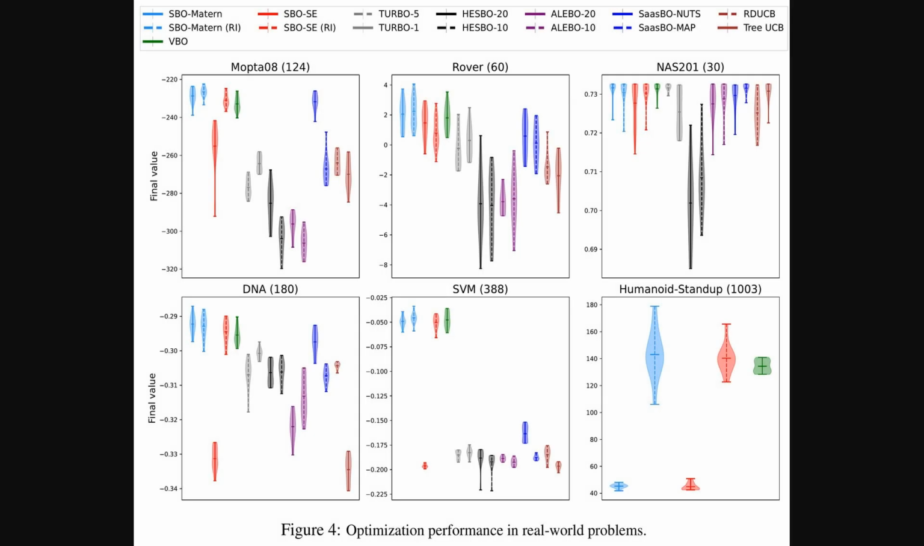Okay, so Figure 4 really brings it all together, showing the final optimization performance on several real-world problems, ranging from 30 to over 1,000 dimensions. You can see standard BO with Matérn, the blue violins, consistently performs well, often competing with specialized high-D methods. But standard SE, the solid red, frequently struggles. Crucially though, the dashed red violin, SE with robust initialization, performs strongly, matching or even beating Matérn and many others. This really shows the practical impact.